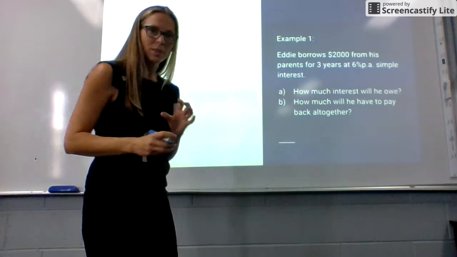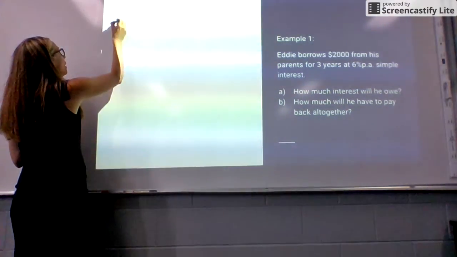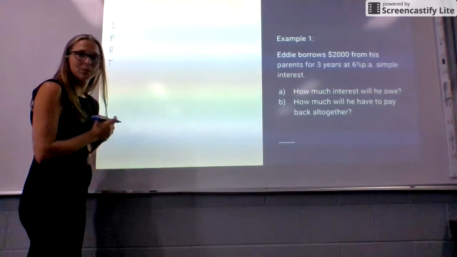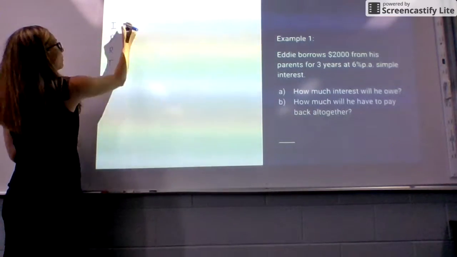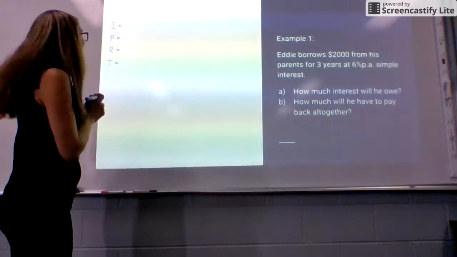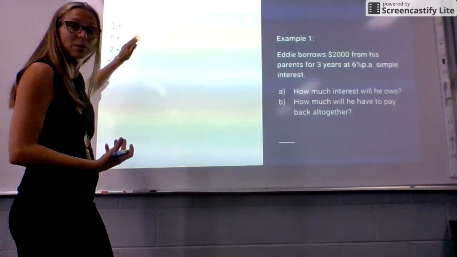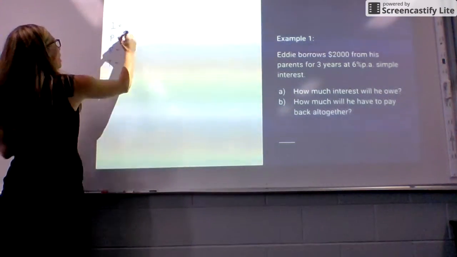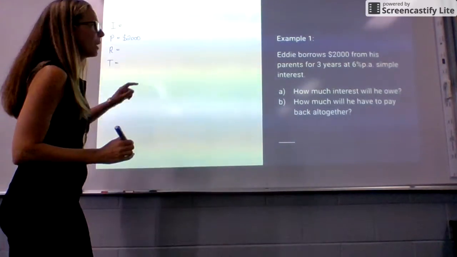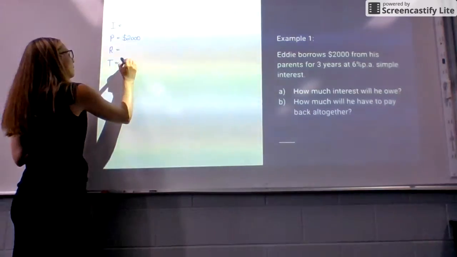So it's got simple interest in it, which means we're going to be using the variables I, P, R, and T. So what I would like you to do is write them on the left-hand side of the board and put in the information out of the sentence. So Eddie borrows $2,000. If he borrowed it, it's the principal, it's the initial amount. So he's going to have 2,000 here. His parents for 3 years. Well, 3 years is time, so that's going to fit in here.